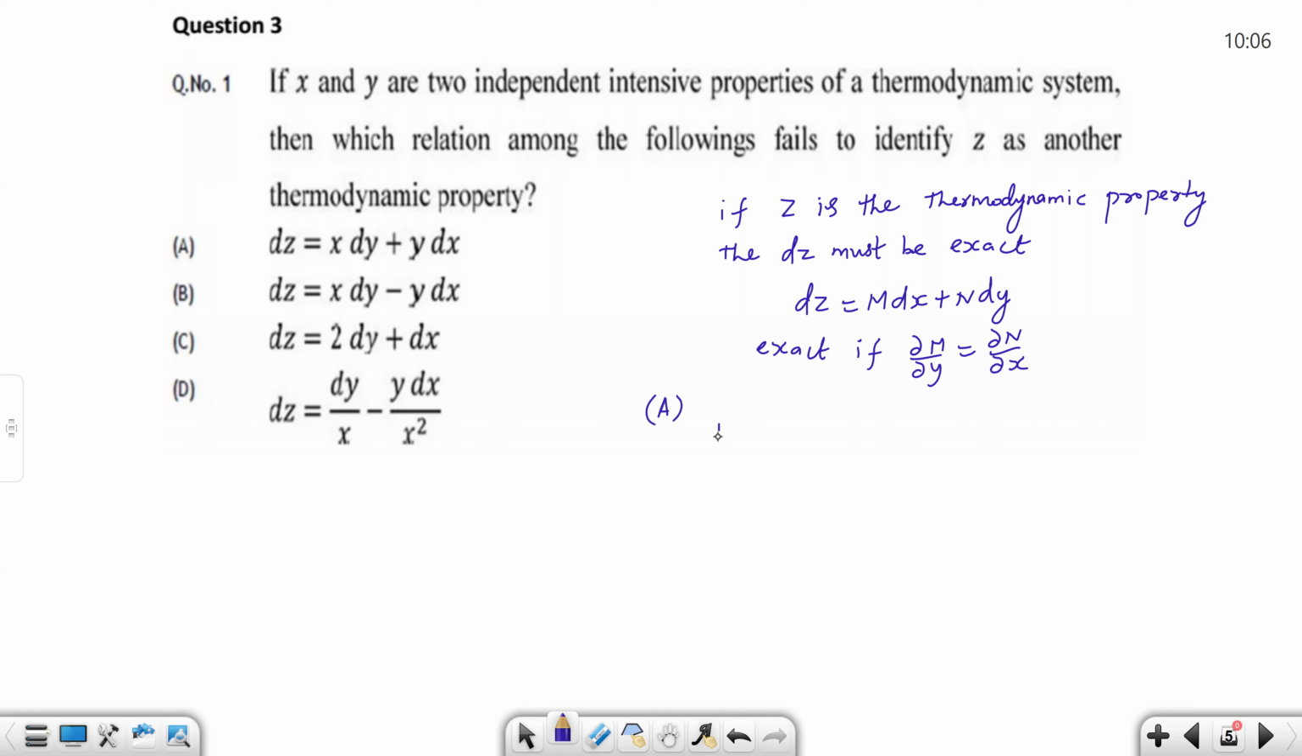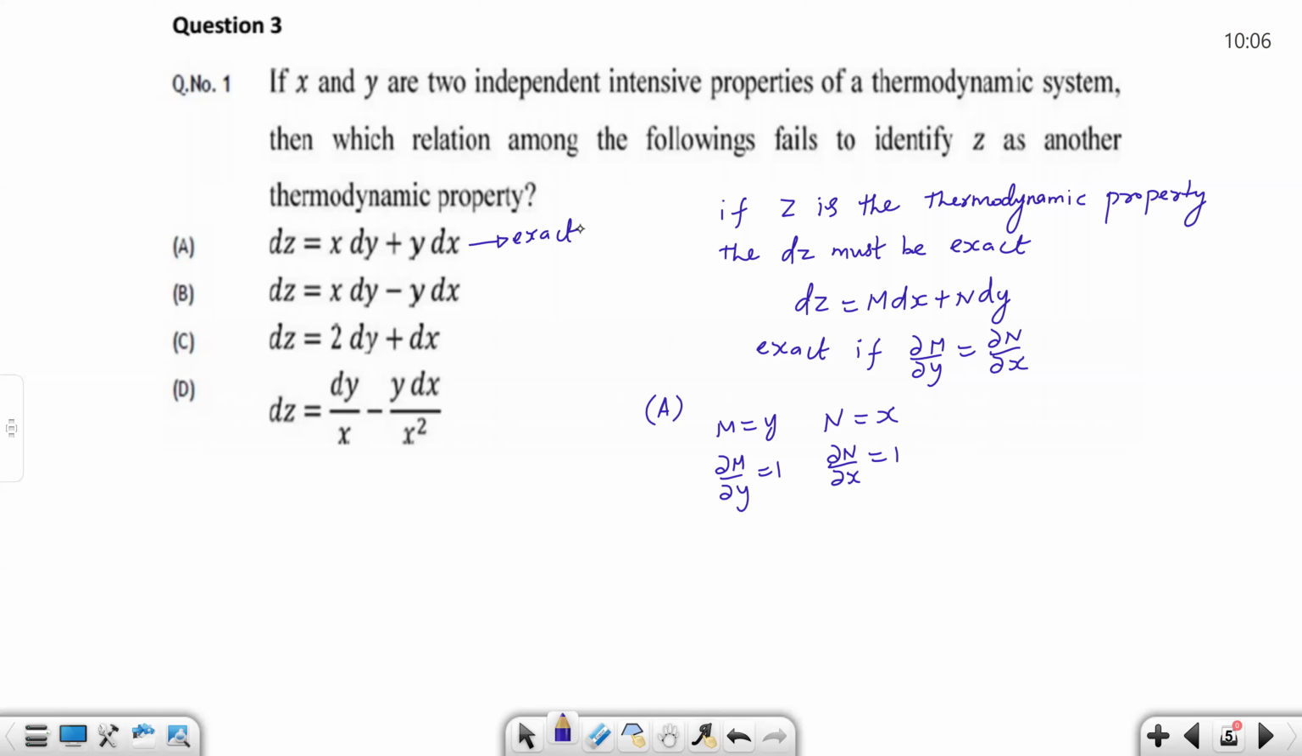So maybe for A, if you look at M, sorry, M equal to y. So whatever is along with dx will be M, and along dy will be x. So dou M by dou y equal to 1, equal to dou N by dou x, equal to 1. So that means this is exact. A is exact, so Z is a thermodynamic property.